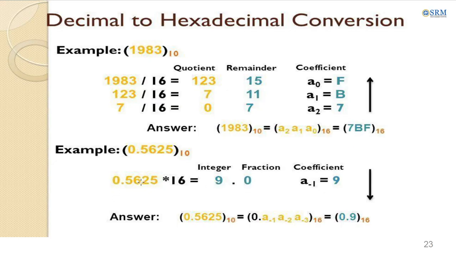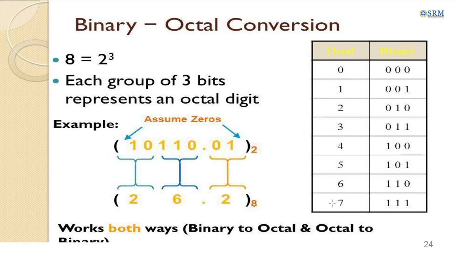Similarly, when we have a fraction number, we have to multiply with the base until we get the answer 0. Sometimes it may happen that it goes into a recurring mode. It will give you some number and you can represent it with 0.9 dash dash dash. Okay, so that can also happen. So the final answer over here is 0.9. Okay, this is decimal to hexadecimal conversion.